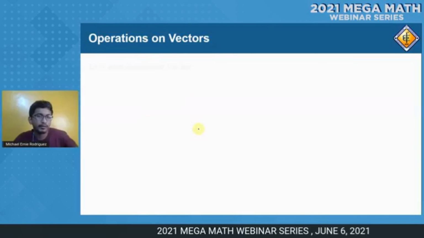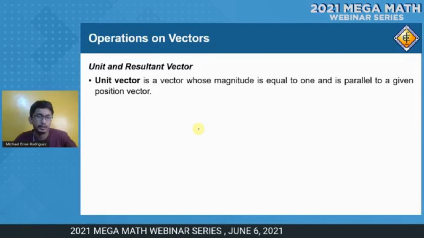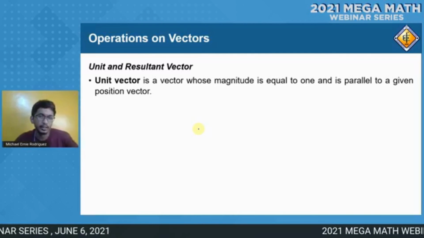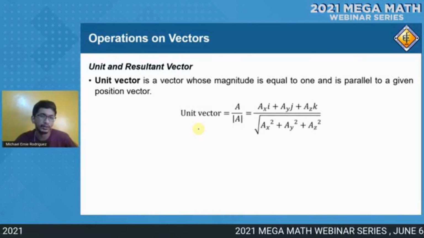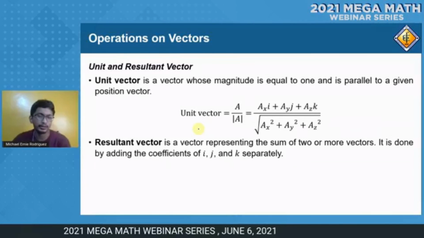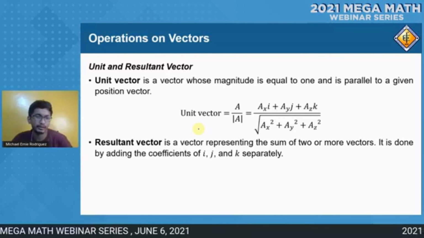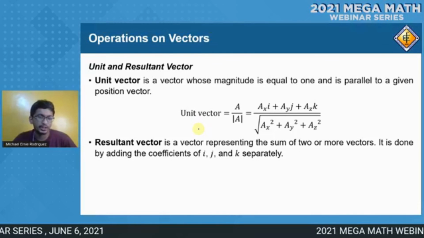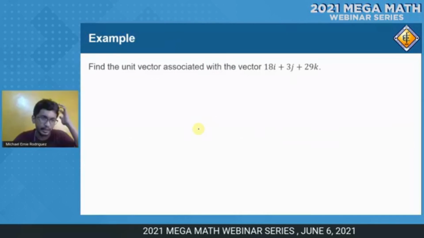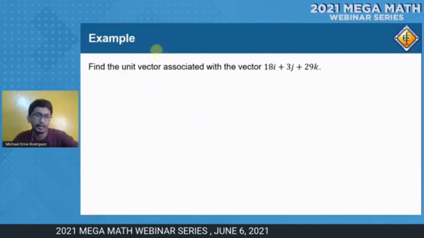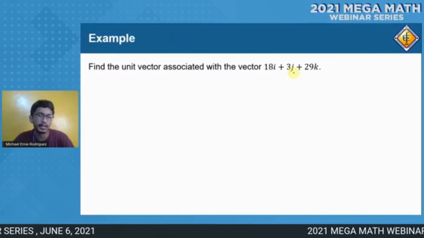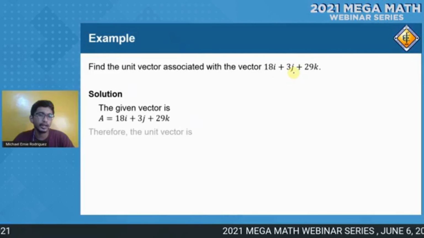And then we have unit and resultant vectors. A unit vector is a vector whose magnitude is equal to 1 and is parallel to a given position vector. So this is our formula. And the resultant vector is a vector representing the sum of two or more vectors. It is done by adding the coefficients of i, j, and k separately. So for an example, we need to find the unit vector associated with the vector 18i plus 3j plus 29k. So for the solution, this is it.